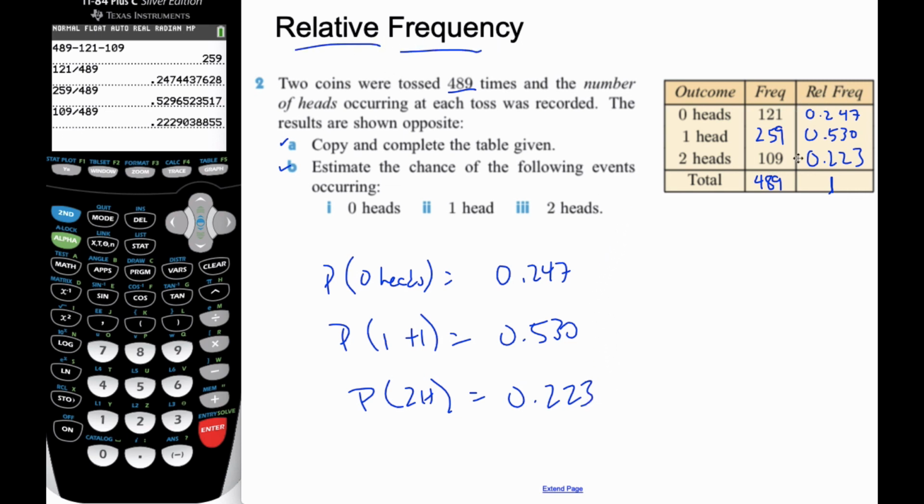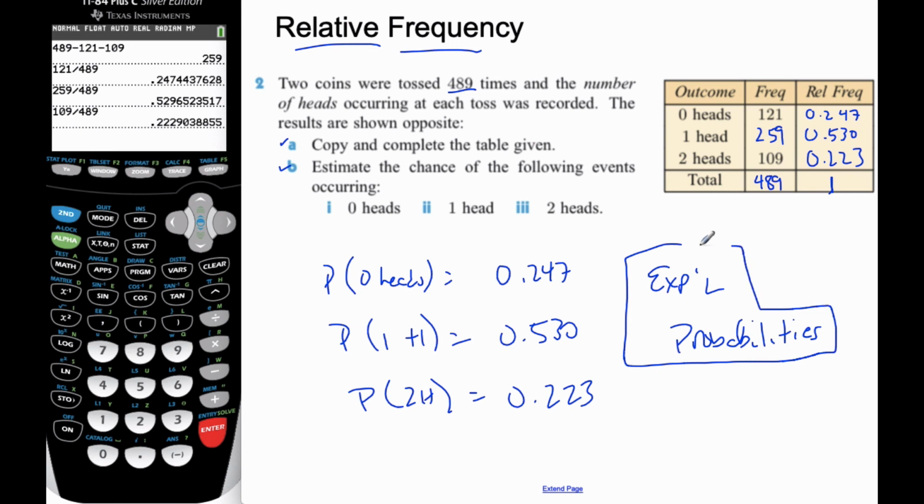And these relative frequencies are the experimental probabilities. And sometimes when we do have situations that happen in the world, experimental probabilities are sometimes the only probabilities that we have to work off. There is no theoretical model at all.